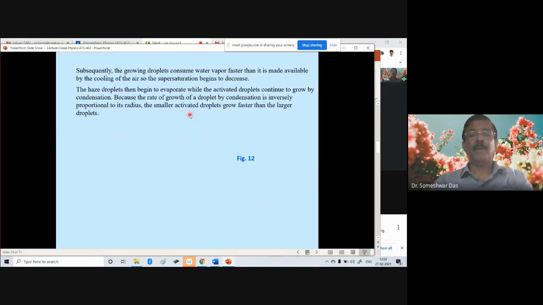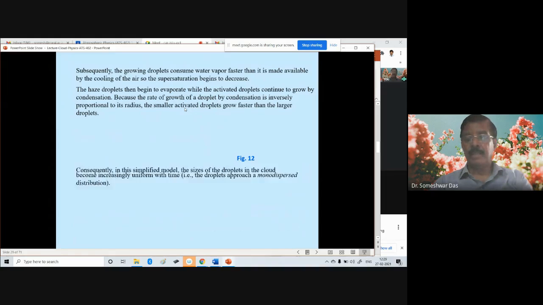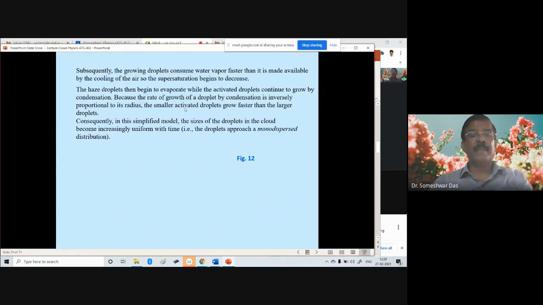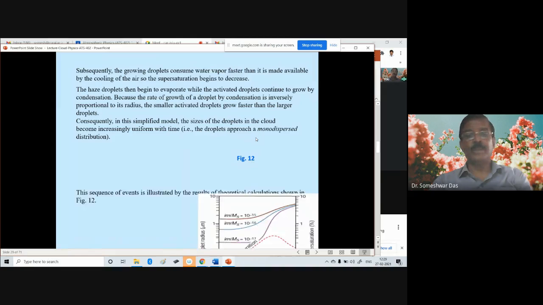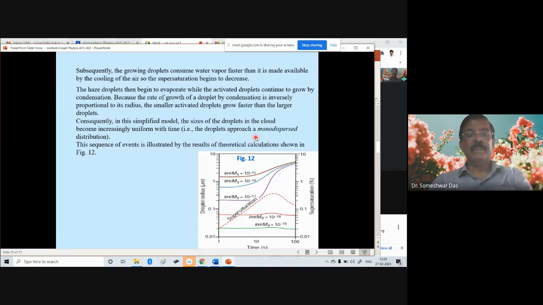Okay, because they keep growing, the smaller activated droplets grow faster than the larger droplets. Okay, consequently, in this simplified model, the size of the droplets in the cloud becomes increasingly uniform with time. Okay, that is, the droplets approach a monodispersed distribution. Monodispersed distribution. Okay. The sequence of events is illustrated by the results of theoretical calculations shown in this figure.